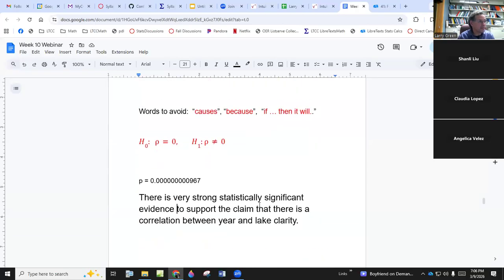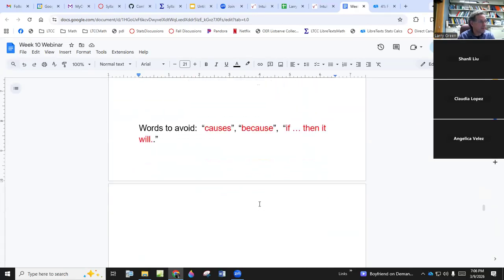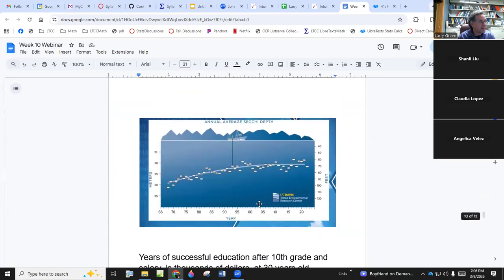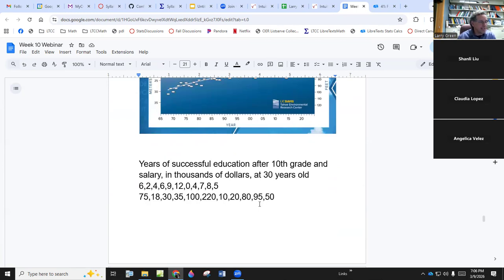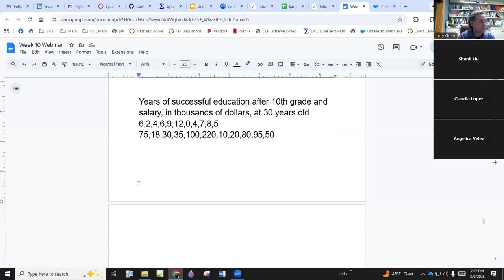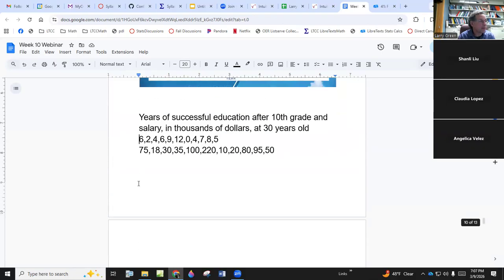So just a note, there's our graph. Let's look at one more example. Look at years of successful education after 10th grade and salary in thousands of dollars at 30 years old. And here we have data. And we can do the same thing. Let's pop it in.